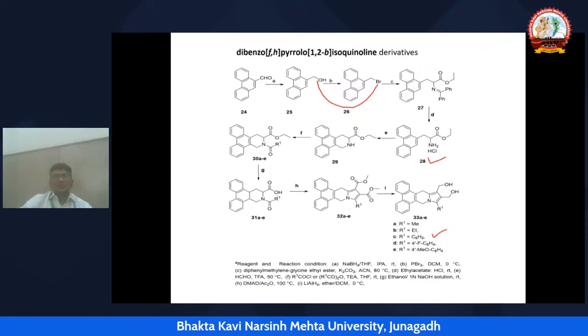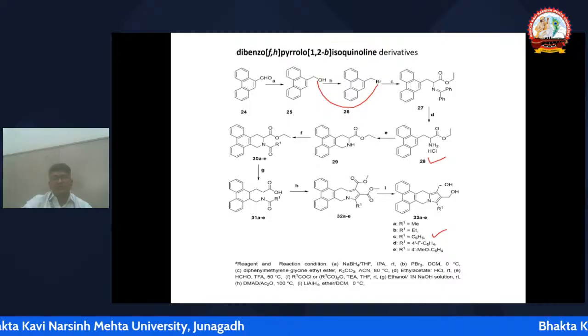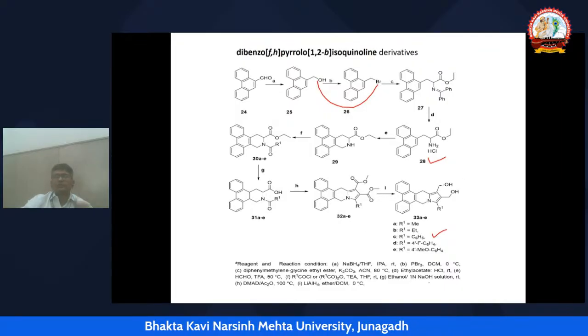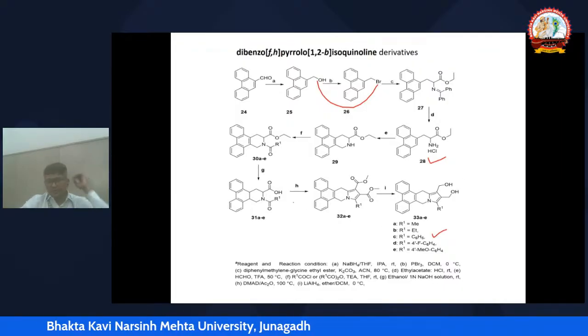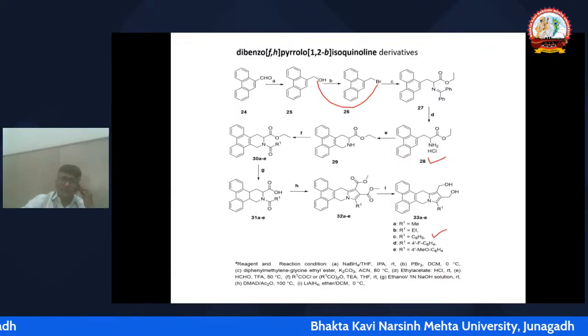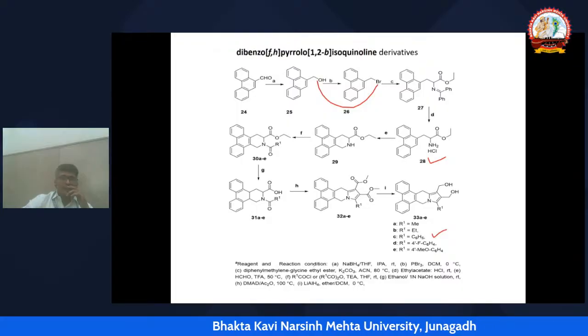So this compound 31A to E, I get through the hydrolysis of this particular ester in ethanol and one normal anhydride. Now this acid and the N-acetyl groups react with the DMAD at 100 degrees, it gives a diester.